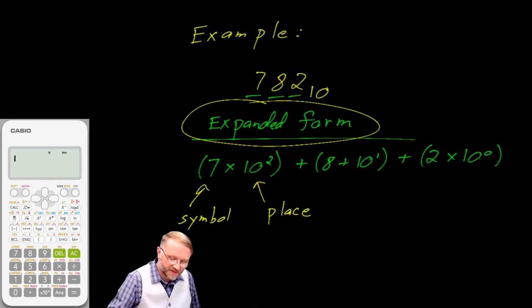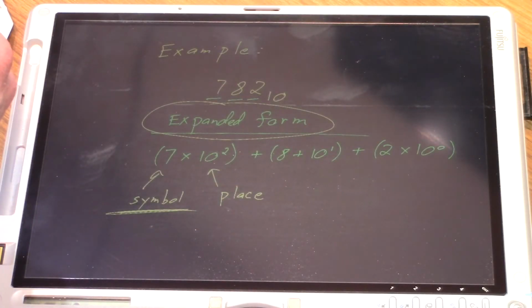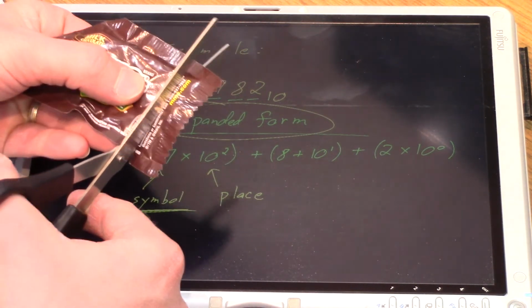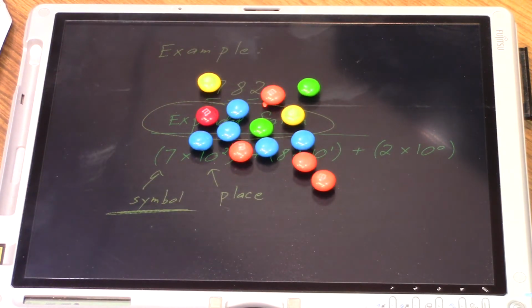This concept of symbol is a little bit abstract, and I think it's helpful if we look at a visual aid to help us explore what its meaning is. One way to think about symbols is to think about color. For instance, you could talk about numbering systems as M&Ms.